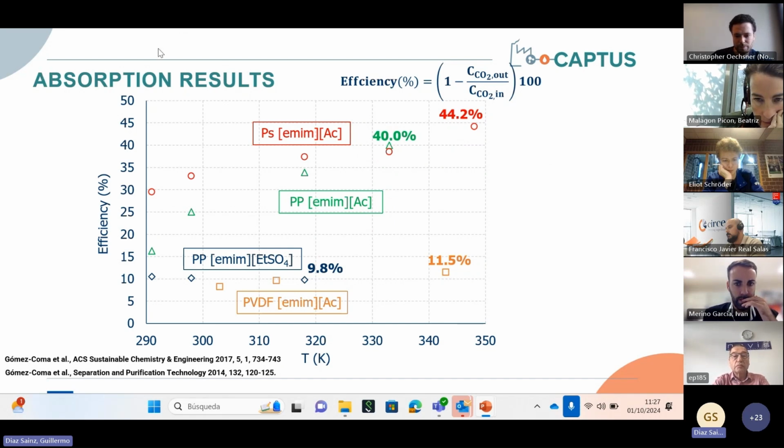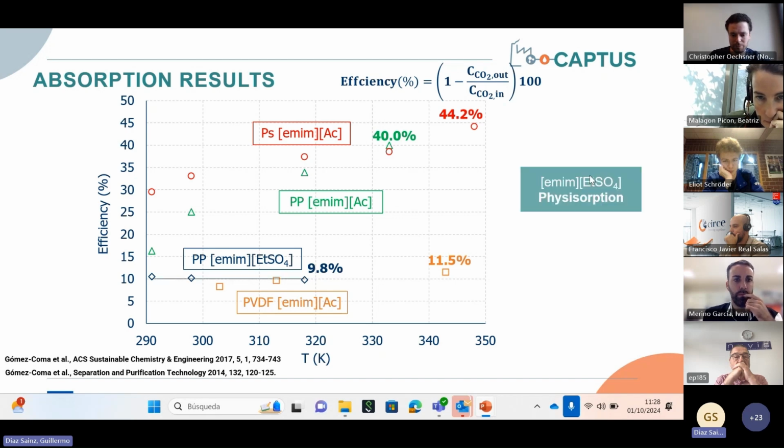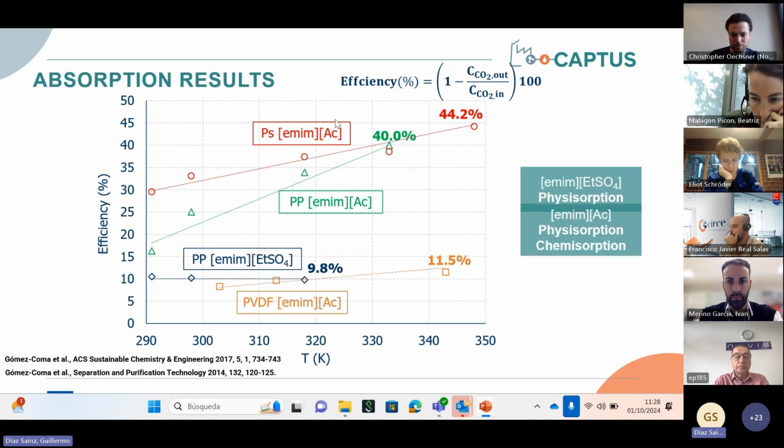But in this slide, for example, we plotted some of the absorption results that we obtained with different materials of our membrane contactors, PP, PS, and PDBF, with different types of ionic liquids. In general, it's very important to remark that, as we can see in this figure, as the temperature increases, the efficiency also increases when using the amine acetate with the polypropylene membrane contactor, obtaining efficiency very close to 40%.